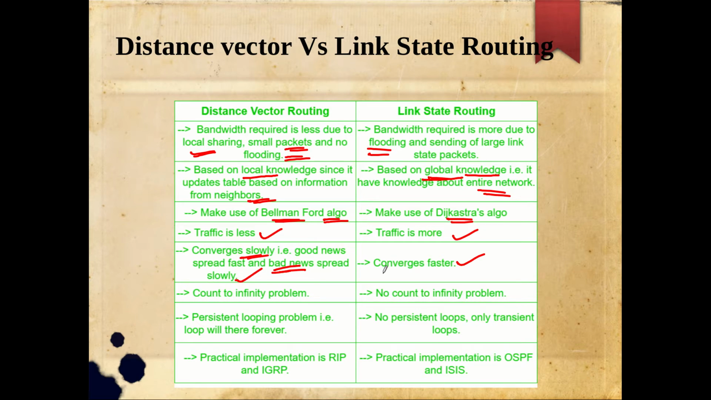So it converges very fast. The count to infinity problem, no such problem here. In the persistent loop, in count to infinity itself, we can see that some kind of looping is creating that problem, right? So the loop, if there, is persistent, and that creates this kind of problem, and that will remain forever, right? But here there is no persistent loop, but there may be some loop that is transient, that will be resolved fast.